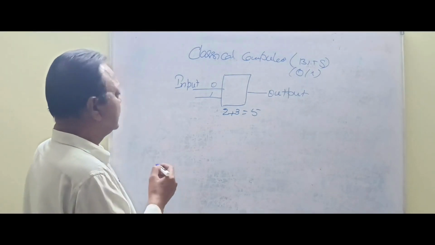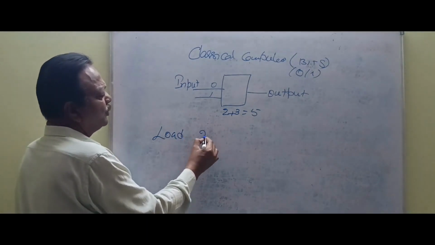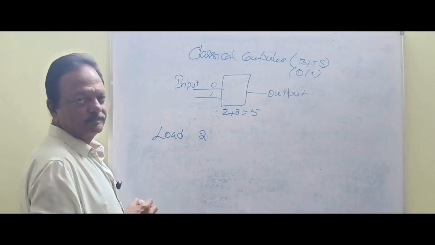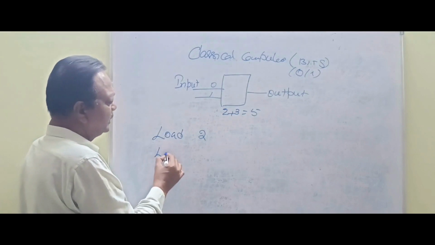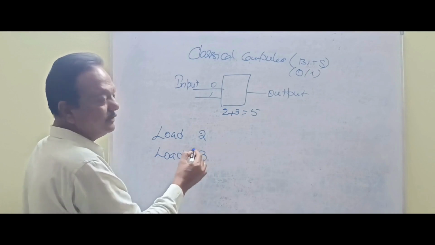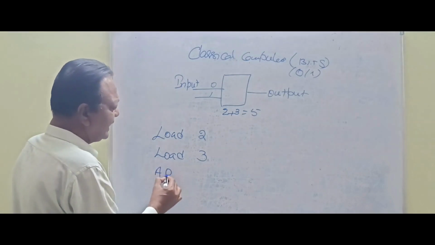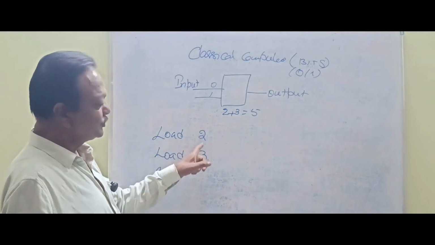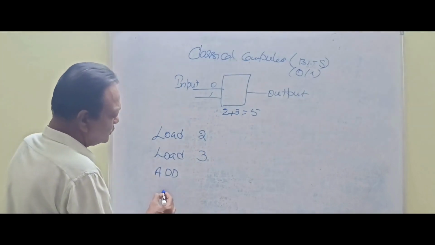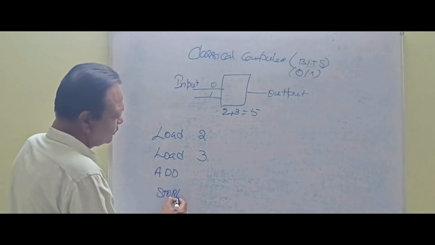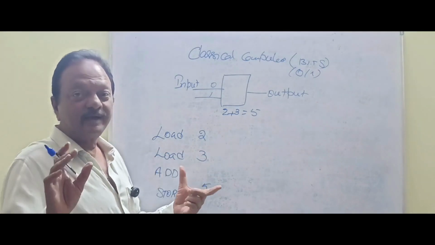Okay. Now, normally how will we write? Load 2 value. First we are loading the 2 value inside. Next, load 3 value. Second time we are loading the 3 value. Now we have to do the operation add. So already these 2 values are there inside the computer. Now we give the command add, and now store. That is 5. I just wrote it simply so that you can understand easily.